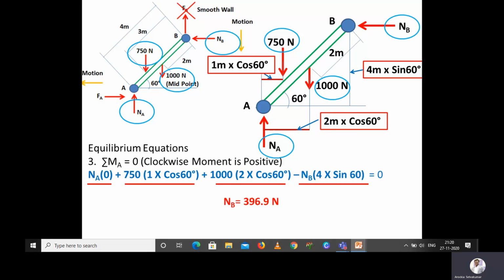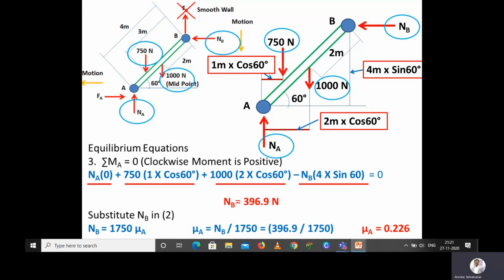Okay, once we calculated the normal reaction at point B, we can substitute this value in equation 2. We will get NB is equal to 1750 mu A. So mu A is equal to NB by 1750. From this, if you substitute NB is equal to 396.9 Newton divided by 1750 in the equation of mu A, we will get the answer mu A as 0.226. So this is a simple problem in the ladder friction.